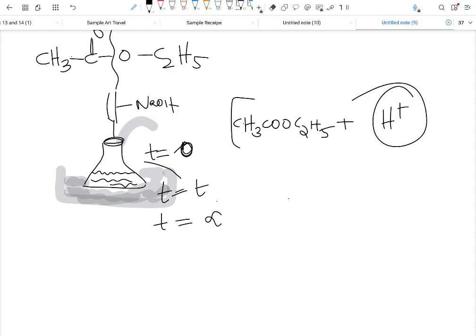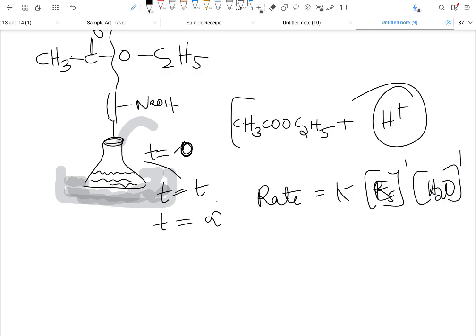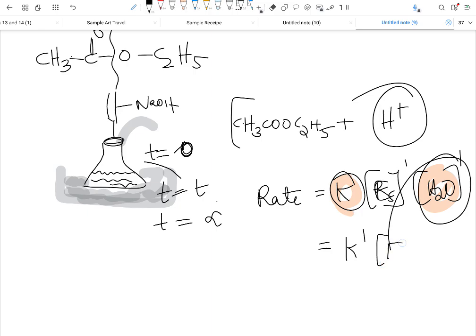The rate we know is rate equals k into reactant concentration raised to a power. According to this reaction, it should be ester and H2O or H+ raised to the power 1. In this condition, since H2O or H+ is in large excess, it will remain almost constant. So this one is also a constant, this one is also constant, and a constant multiplied by a constant will be another new constant. So basically this reaction is first order with respect to the ester only.